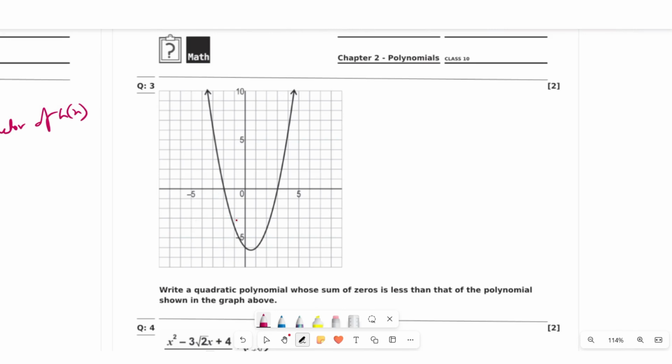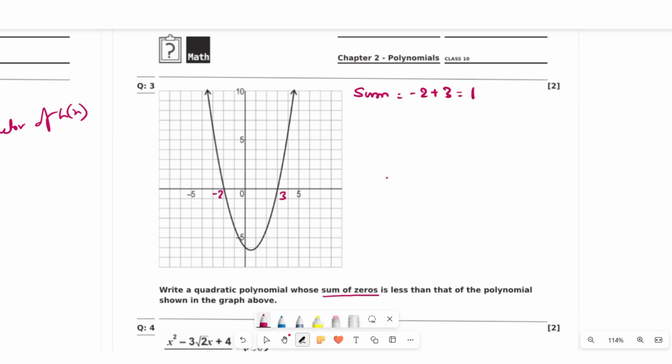Moving on to question number 3. Now here we see a graph. We have to write a quadratic polynomial whose sum of the zeros is less than that of the polynomial shown in the graph above. If you see this polynomial, it cuts the x-axis at 2 points. One is 1, 2, 3. Another is minus 2. So the zeros of this polynomial, shown in the graph, are minus 2 and 3. And the sum of the zeros is minus 2 plus 3, which equals 1.